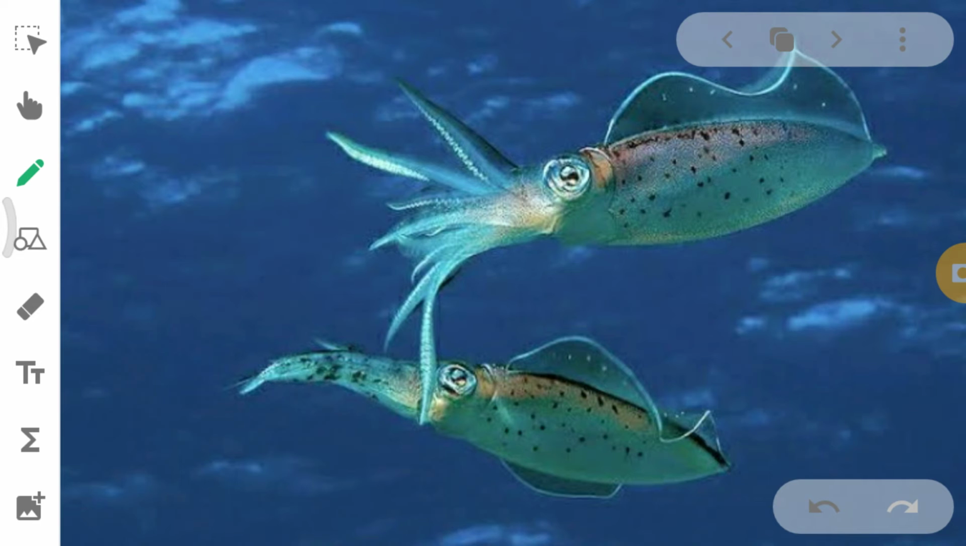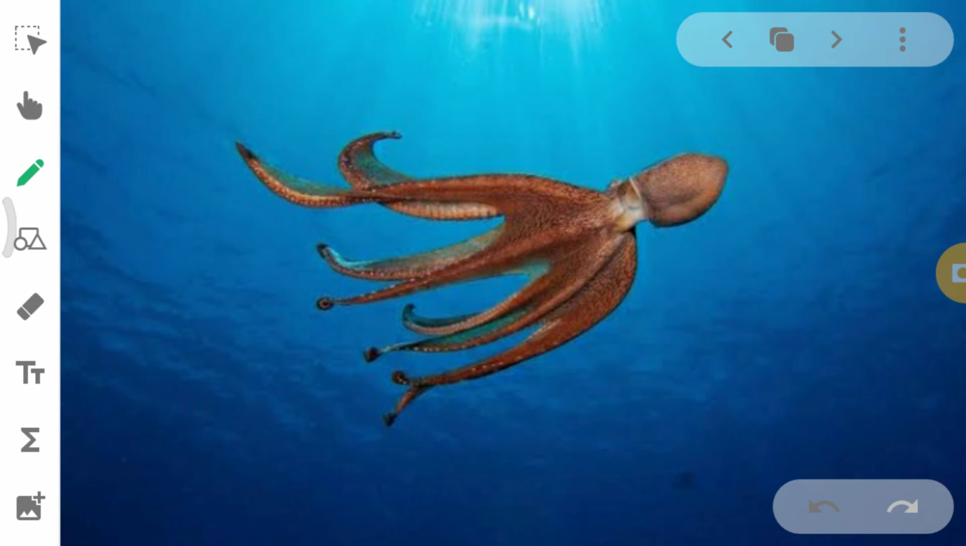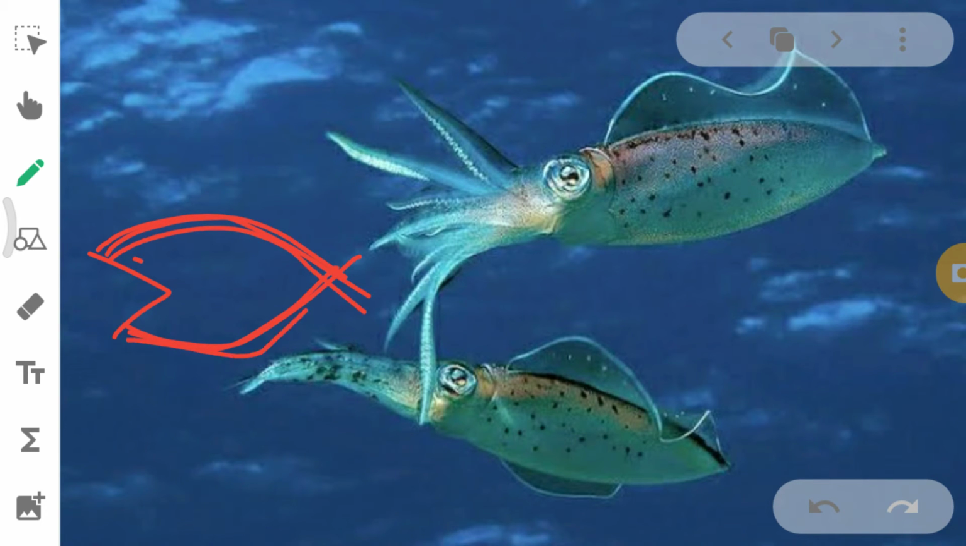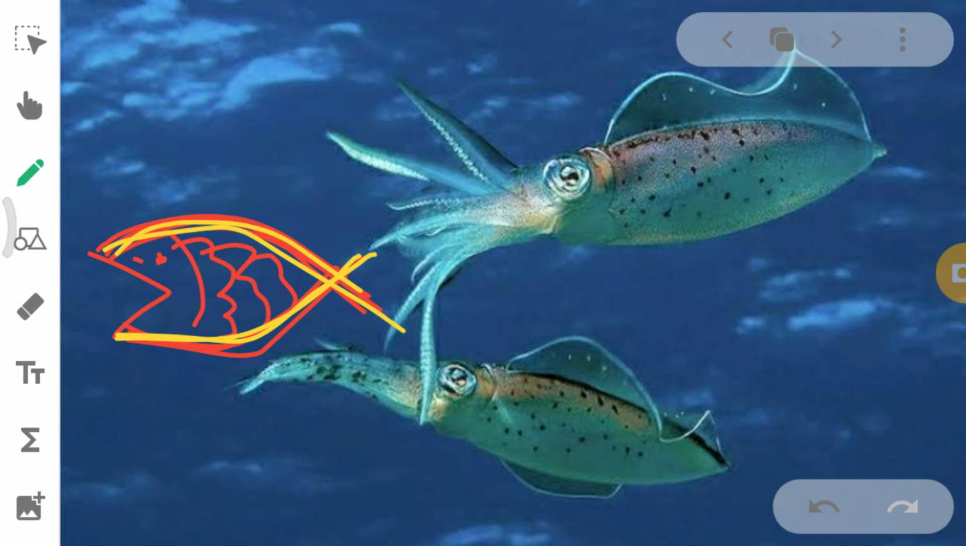There are some sea animals like squids and octopus which do not have this streamlined shape. As you can see in the picture, the squids do not have a streamlined shape. Streamlined shape is this curved feature. This shape is known as the streamlined shape.